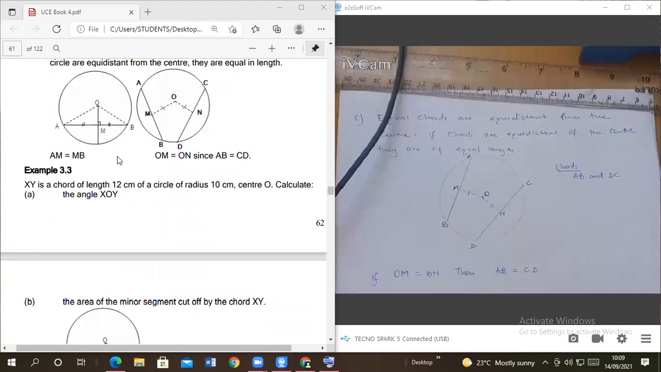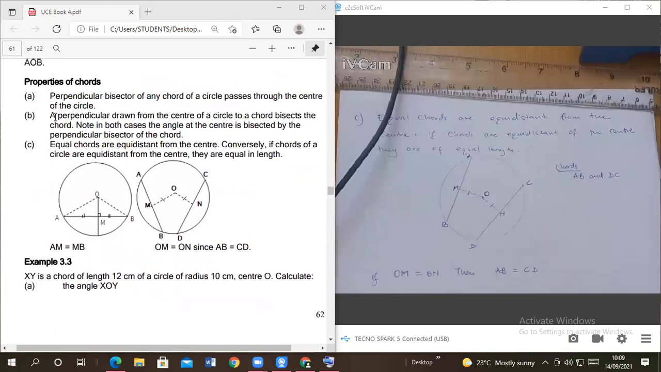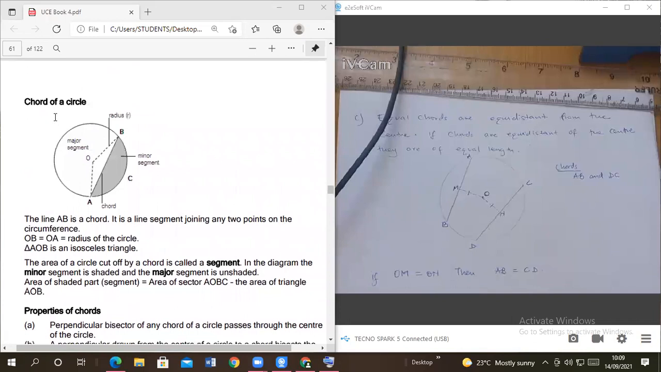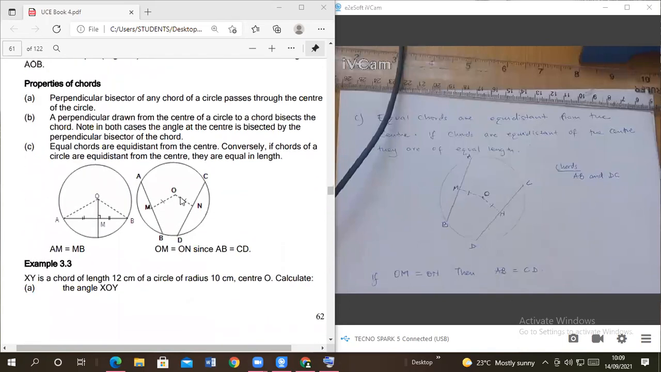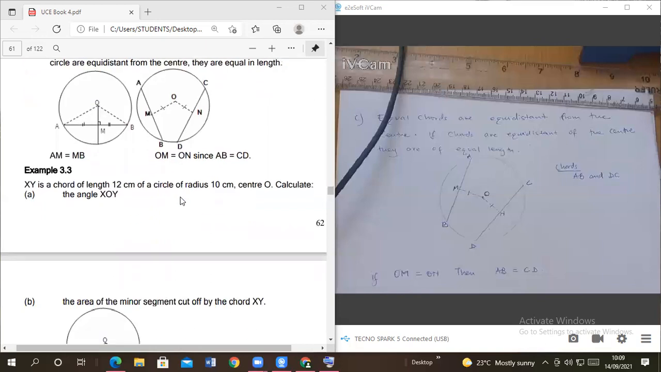All right, so here we have examples, and these examples are trying to help us to understand some of these properties which are here, and also to understand this part of the chord of a circle, how to get to the area which is shaded, how to find the area of the triangle, how to find the length of the chord. So let us see these examples, and at the end of these examples, you shall be able to understand what these properties are talking about. So the first example, 3.3, is saying that XY is a chord of length 12 centimeters of a circle of radius 10 centimeters.